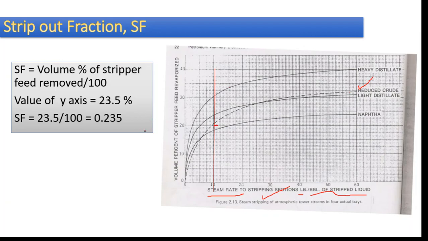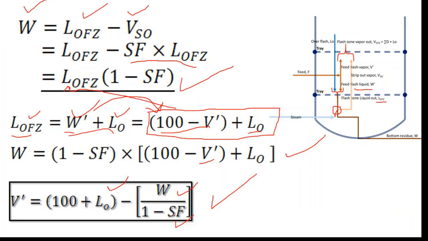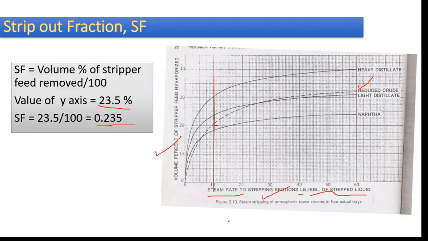So how can we read the y-axis? The y-axis is given in percentage, the volume percent of stripper feed removed. To find the SF value, you have to divide the y-axis value by 100. For example, if the y-axis shows a value of 23.5%, the SF value will be 0.235. In this way we can find the SF value. If you put this SF value in this equation, and all the other values are given, you can find V dash.